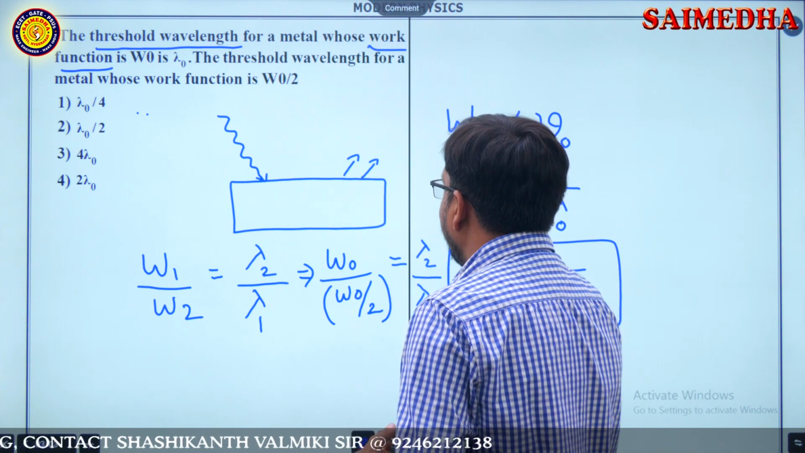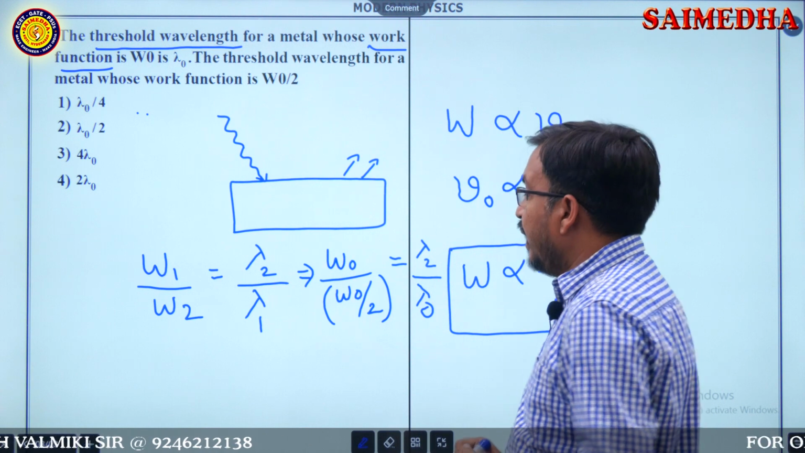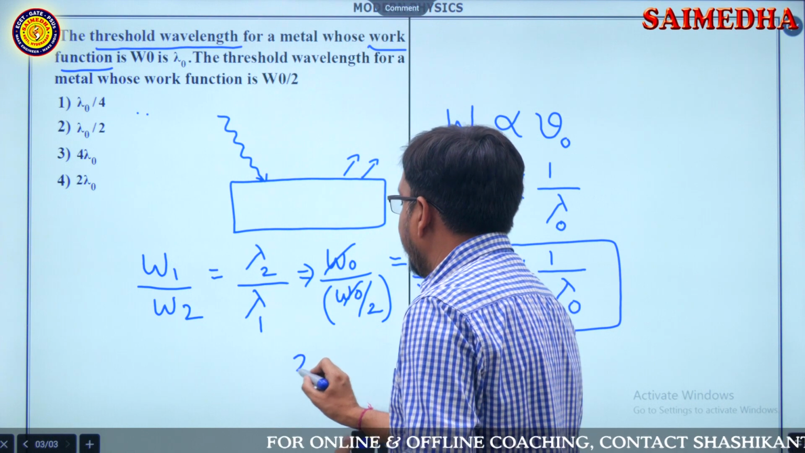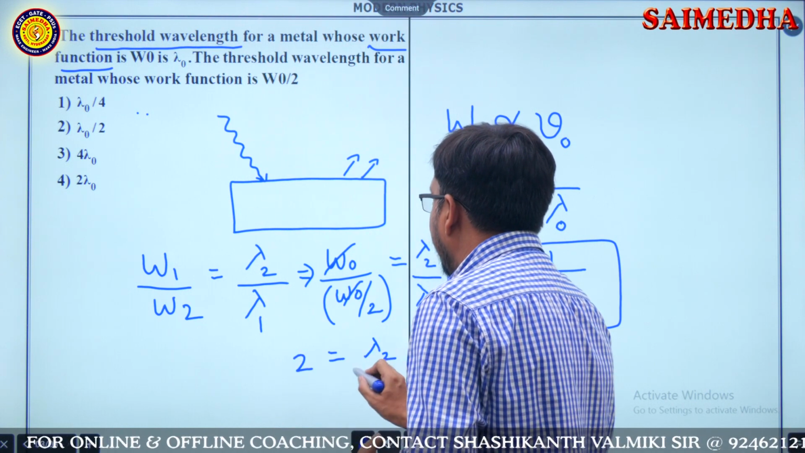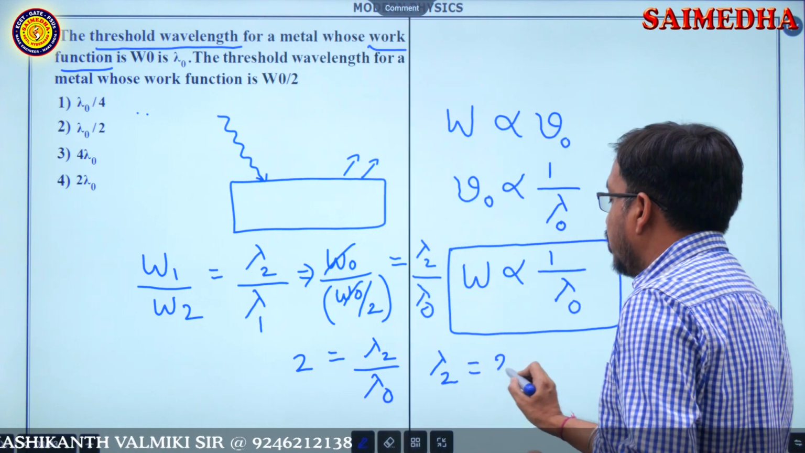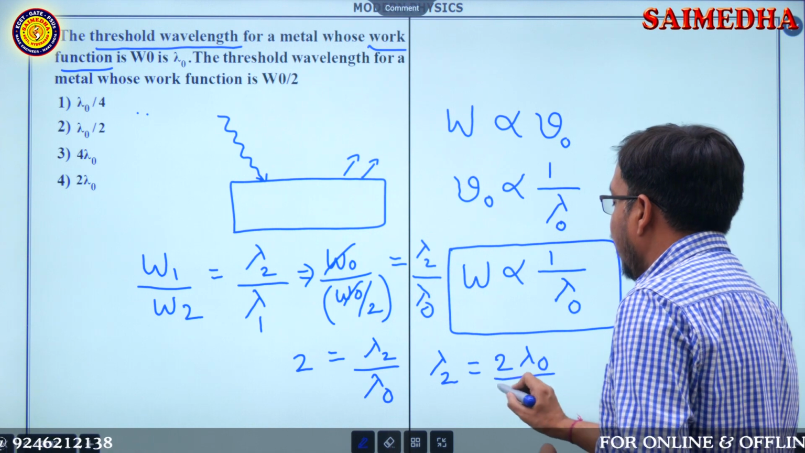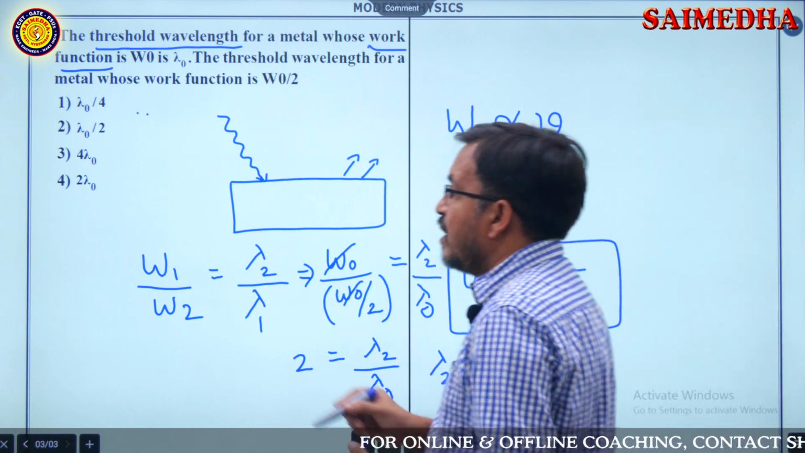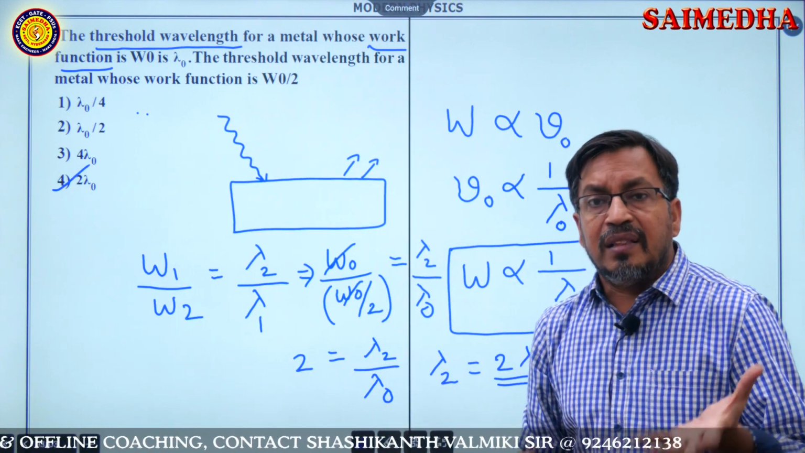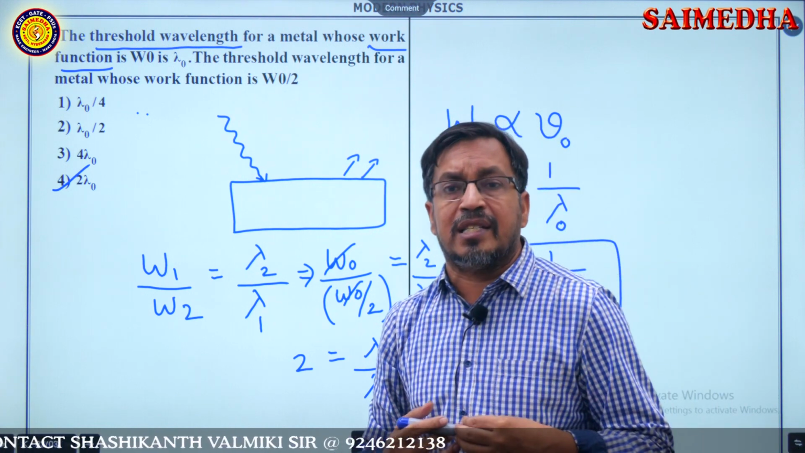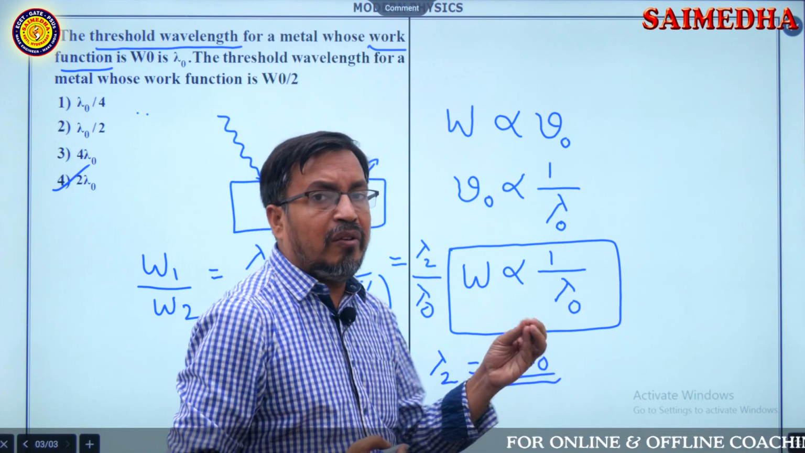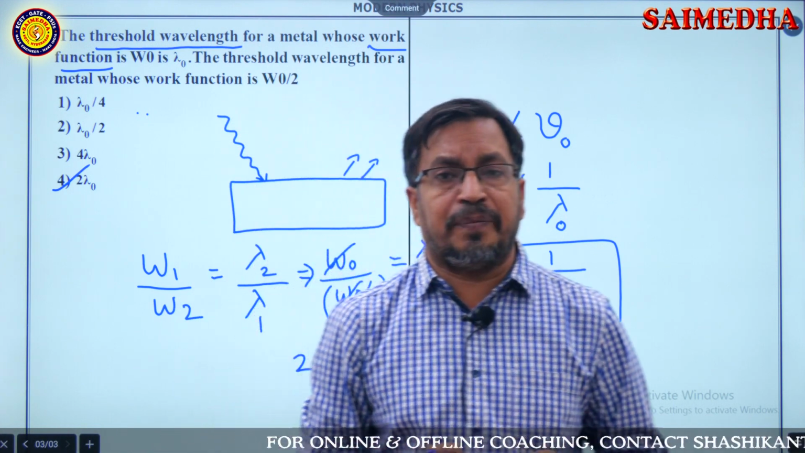What is lambda 1? Given as lambda naught. Then what happens here? This W naught cancels, 2 goes to the numerator, so 2 equals lambda 2 by lambda naught. Then what is the answer? Lambda 2 equals 2 lambda naught. This is the answer. So, in the 4 options, option 4 is correct. When the work function decreases, the threshold wavelength increases, because work function is inversely proportional to threshold wavelength. This is the first question.